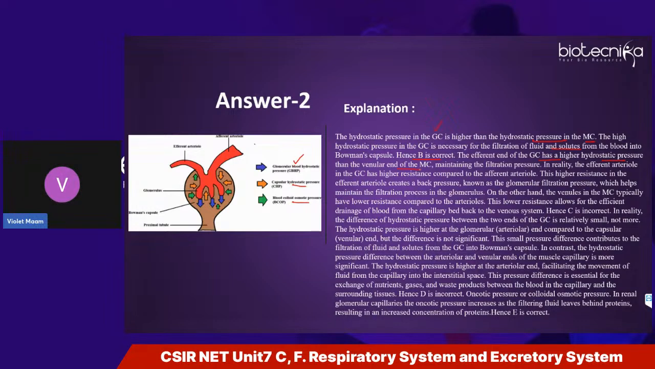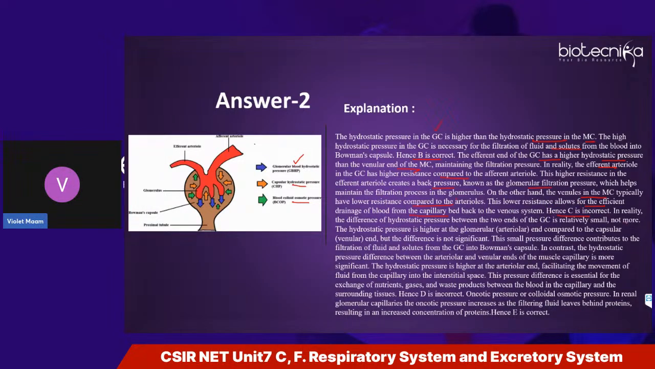The efferent end of glomerular capillaries has higher hydrostatic pressure compared to the venular end of muscle capillary. In reality, the efferent arteriole has a higher resistance, which we also saw. This higher resistance in the efferent arteriole will create a back pressure, that is the glomerular filtration pressure, and this will help in filtration. On the other hand, the venules typically have lower resistance, which allows for efficient drainage of blood.